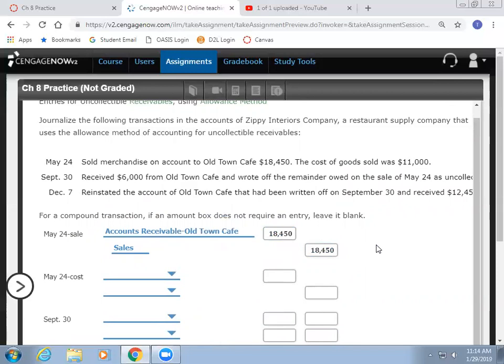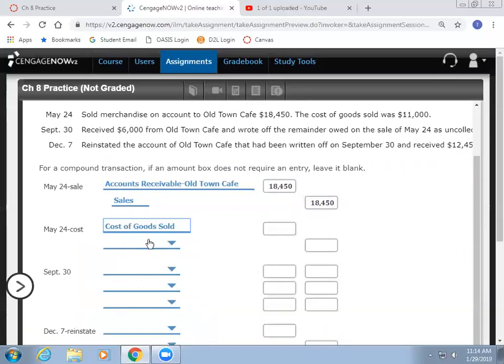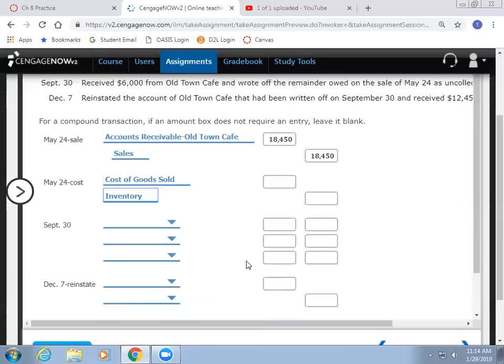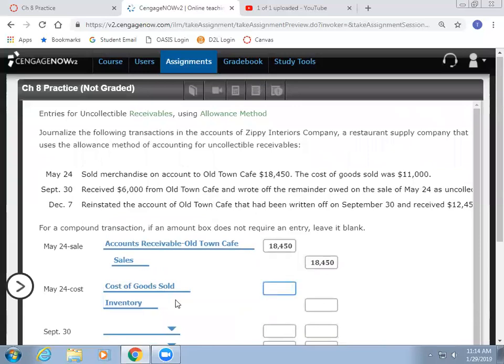And then the cost of goods sold was $11,000. So what do I debit and credit for that? Cost of goods sold gets debited. Good. Perfect. And inventory gets credited. And that's for the $11,000 cost we paid.